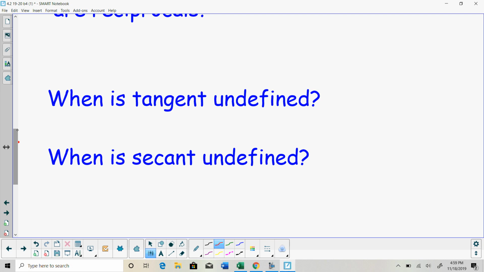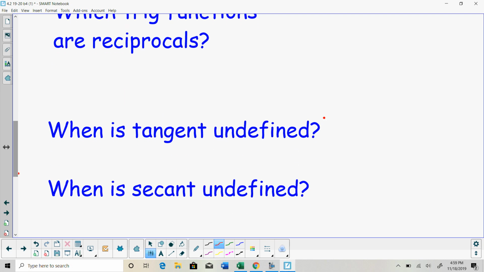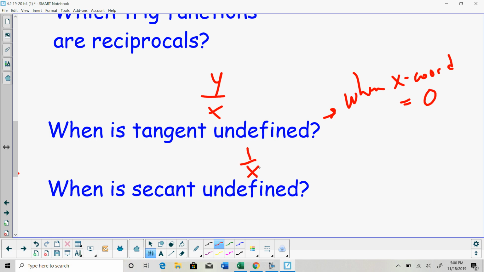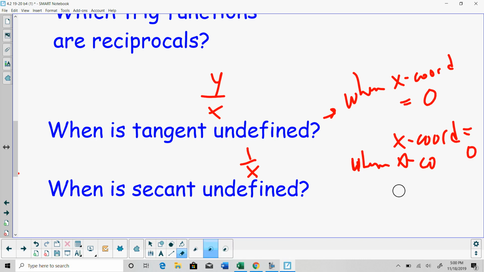And it's asking, when is the tangent function undefined? Well, remember, tangent is y over x. So tangent is going to be undefined when the x coordinate equals 0. All right. When is the secant going to be undefined? Well, secant is 1 over x. So I would say the same answer, when the x coordinate is equal to 0.